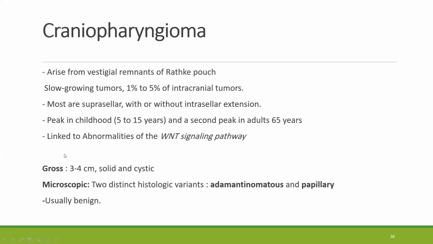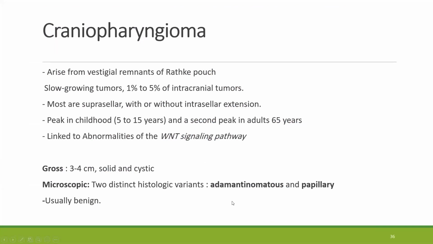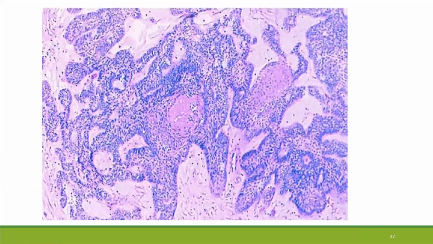Craniopharyngioma is a very common slow-growing tumor, 1 to 5% of intracranial tumors. Most are suprasellar without intrasellar extension. The majority of craniopharyngiomas are seen at 5 to 15 years. It's usually solid and cystic. The size of craniopharyngioma is 3 to 4 centimeters. We see two distinct variants, the adamantinomatous and the papillary, usually all of them benign.